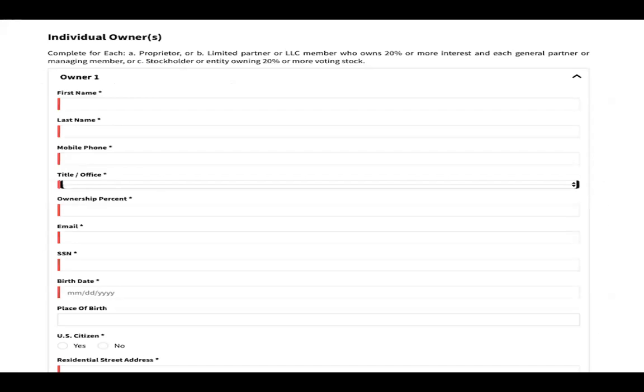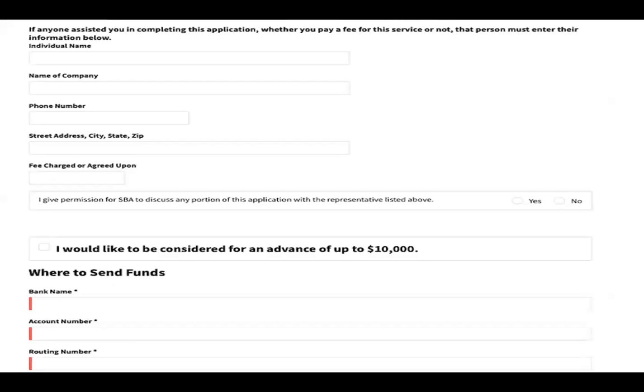So if you have owners who own more than 20%, or who refuse to do it, you have trouble. You have an issue, right? It requires that business owners over 20% also fill the form together, okay? And anybody who helps you complete the form, whether they pay your fee or whatever agreement you want, put that in there so that they can be contacted.